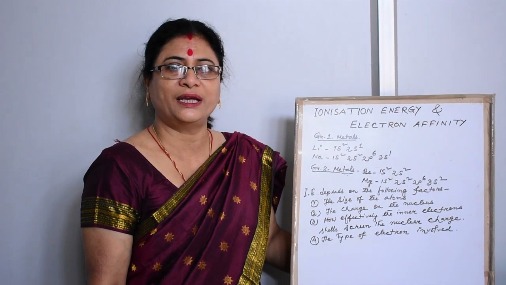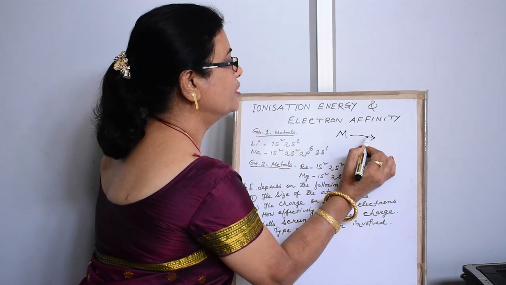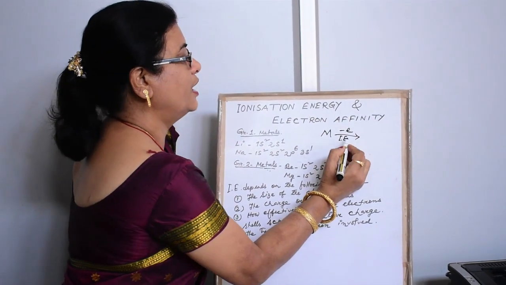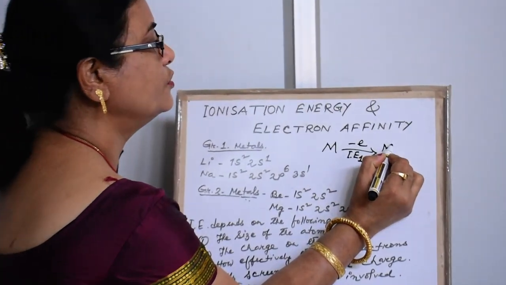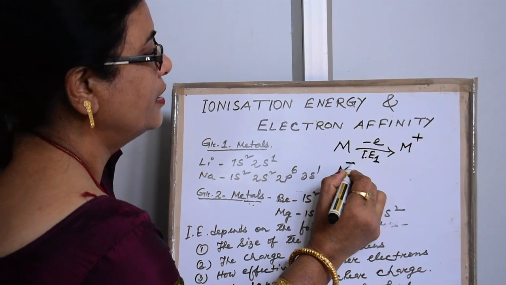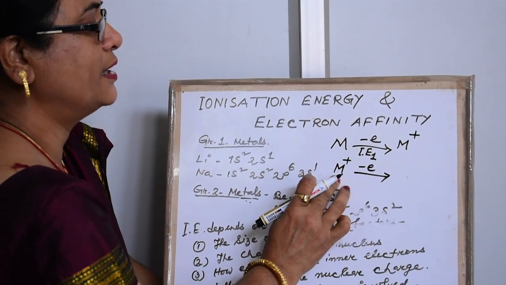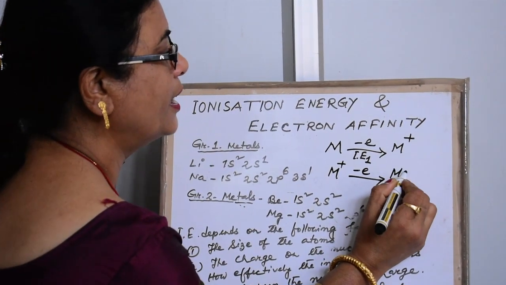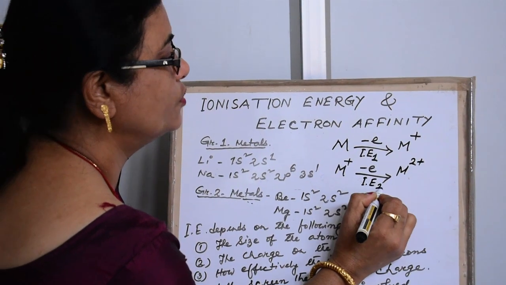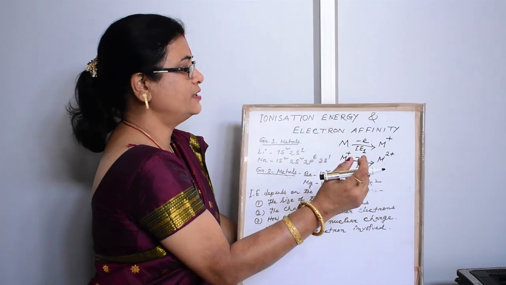If you consider the metal as M, then to remove the first electron, it will require ionization energy 1 to form the M+. Then, if we want to remove the second electron from the M+, it will form M2+. This is called IE2, that means ionization energy, second ionization energy.